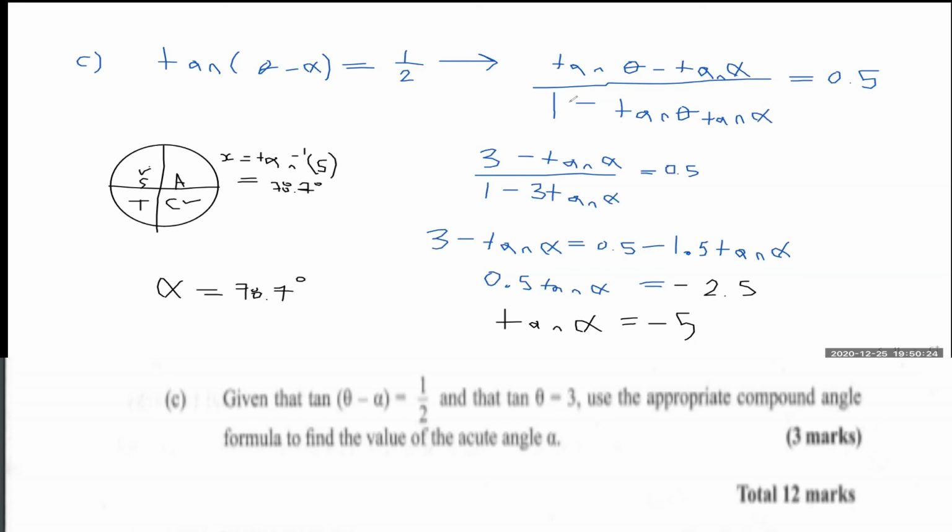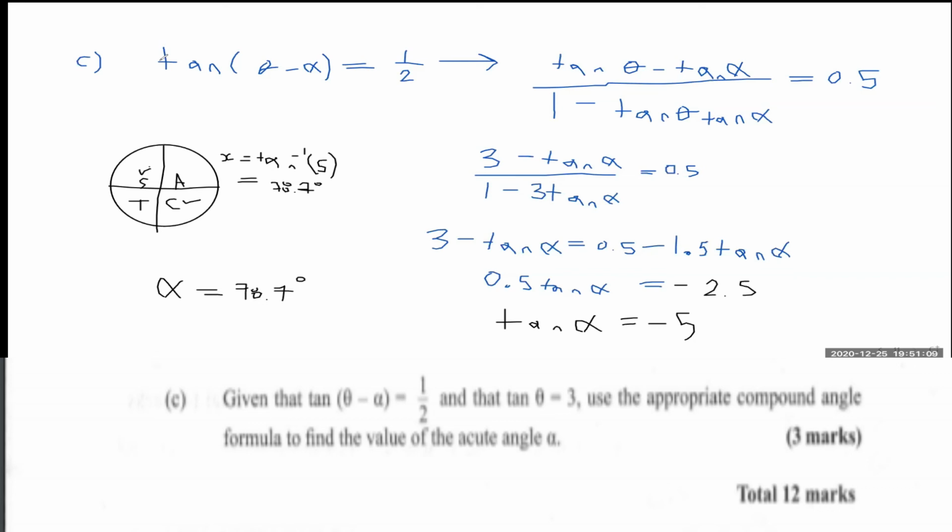And if you want to check back your answer, you can always check it to see if tan alpha is what? Tan alpha is 3, so you can check it out. 3 minus tan theta is 3 minus tan alpha. Tan alpha is negative 5, so 3 minus negative 5 divided by 1 minus tan theta tan alpha, which is 1 minus 3 times negative 5. And you get your half. So yes, nice. This is right. Alpha is 78.7 degrees. Nice and easy. And that takes care of question 4.